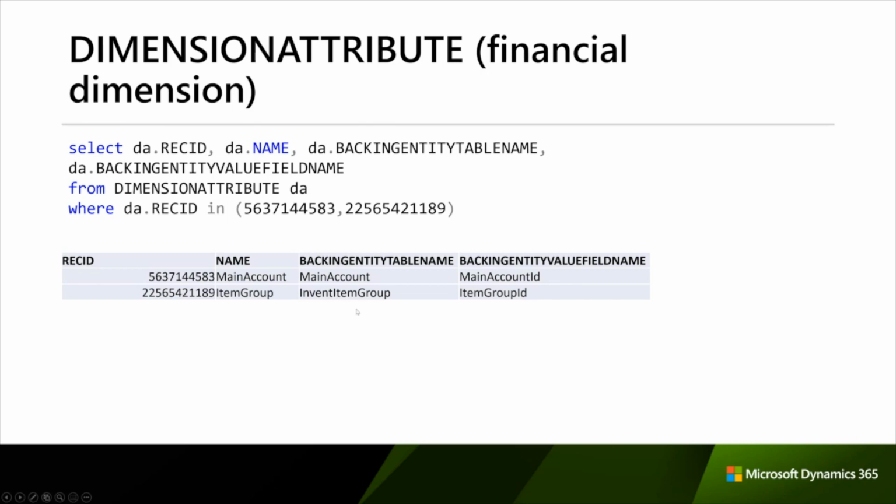And then we have item group. So here are the names of the dimension attributes. And interestingly, we know exactly what table these are stored in, and we know the field that contains the dimension value. Okay.